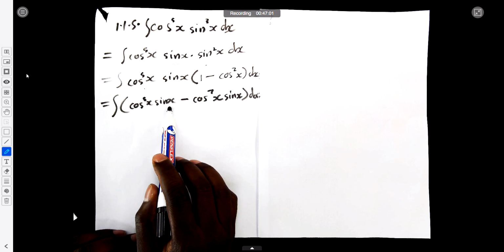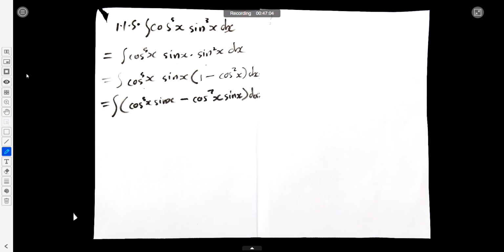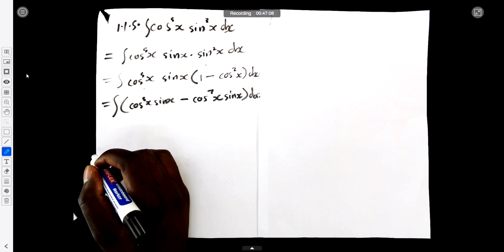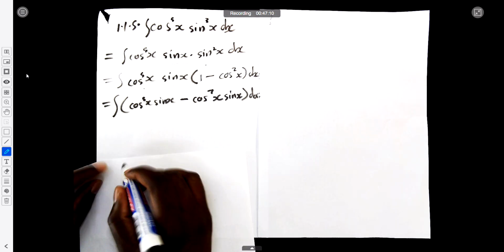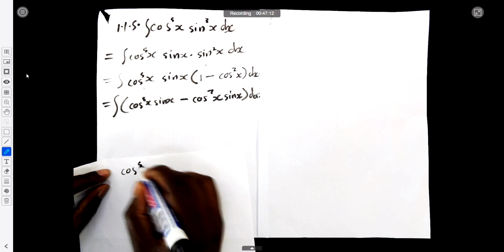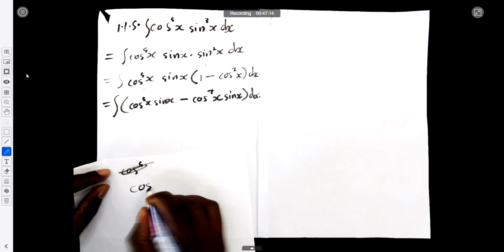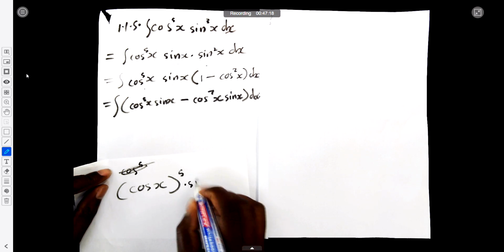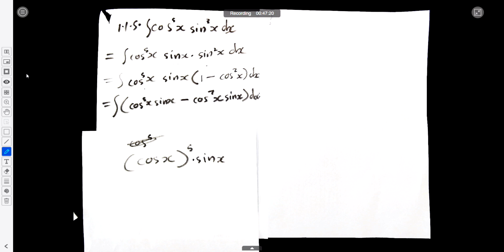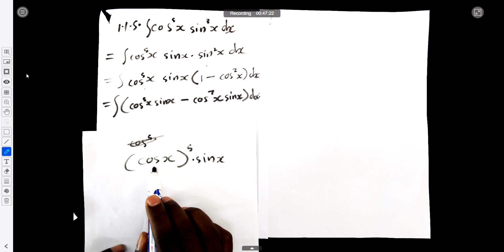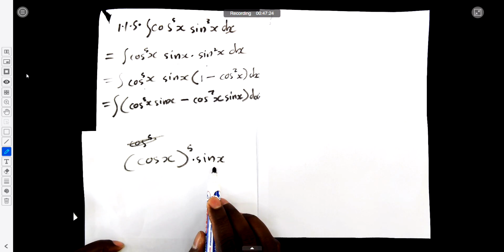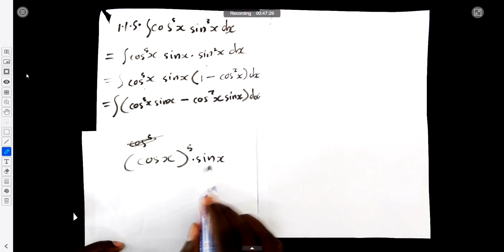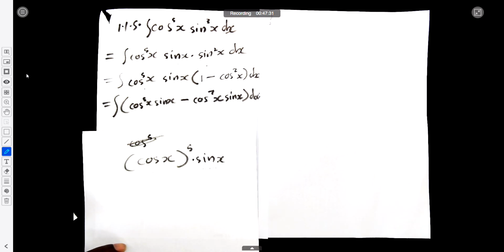So I hope you see now, not in disguise, but straight away we have a function and its derivative. So I have cos to the power of 5 times sine x. This is the function, this is the derivative. So cos is underneath the bracket to the power of 5. So we know when we derivate cos, we must get negative sine x, isn't it?